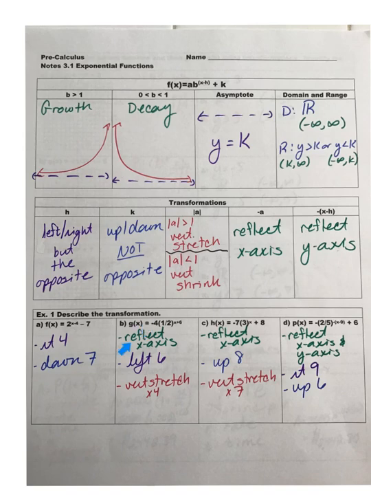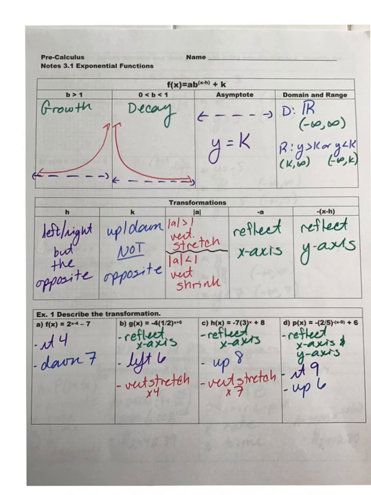So there's a negative out front, so we're going to reflect in the x-axis. And the plus 6 is in the exponent, so that's going to move us to the left 6. And the absolute value of negative 4 is 4. That's bigger than 1, so that's going to be a vertical stretch of times 4. All right, so C, again, there's a negative out front, so that's going to reflect in the x-axis. The plus 8 is a big plus 8, so it's going to move us up 8. And absolute value here is 7. 7 is bigger than 1, so it's going to be a vertical stretch of 7 times.